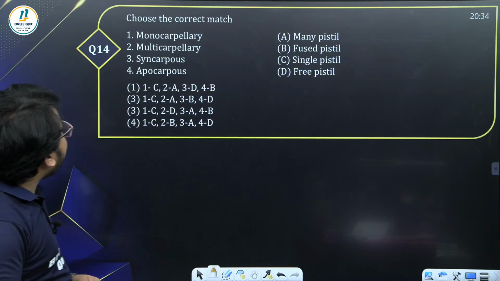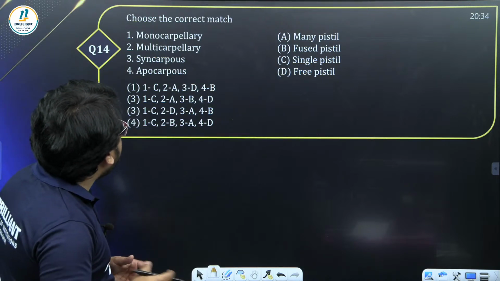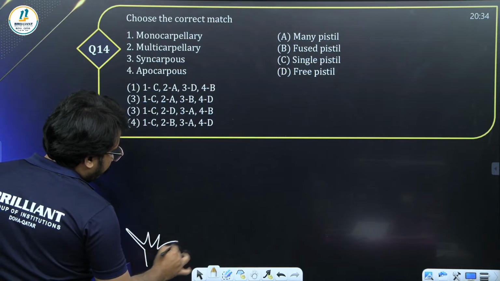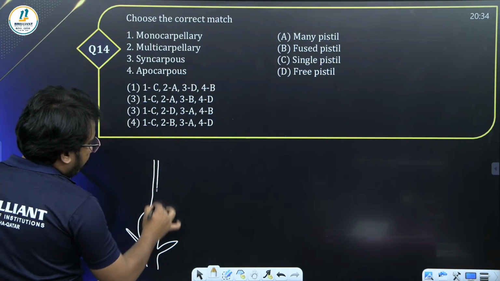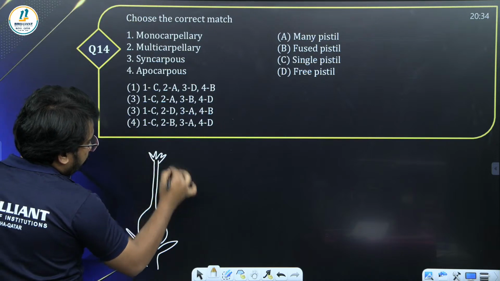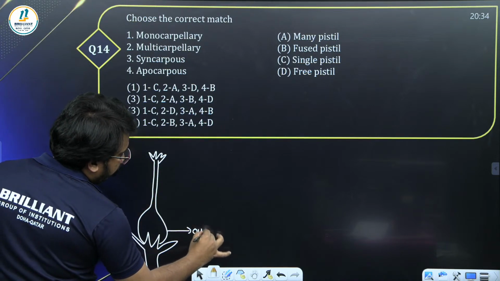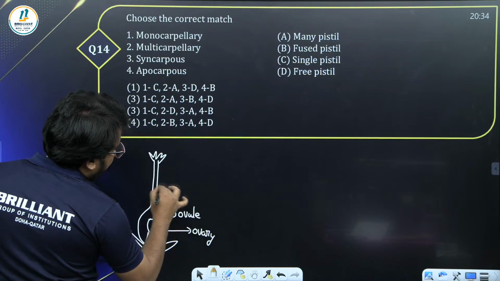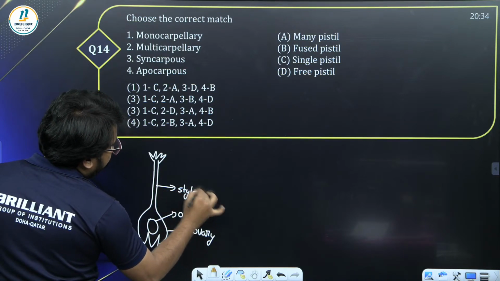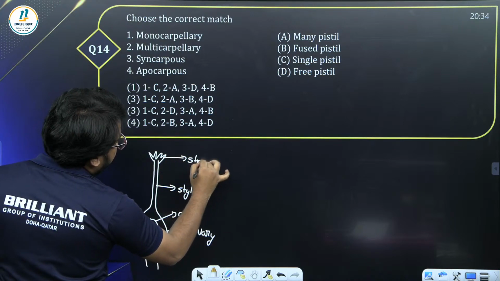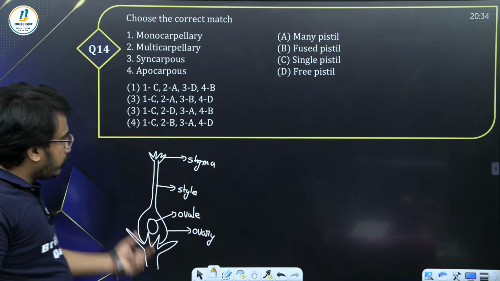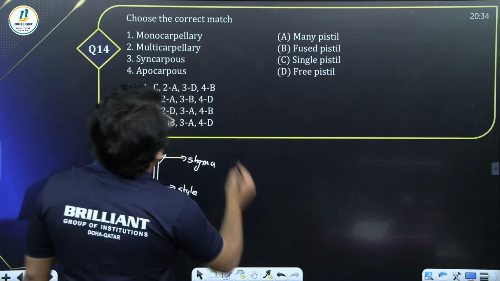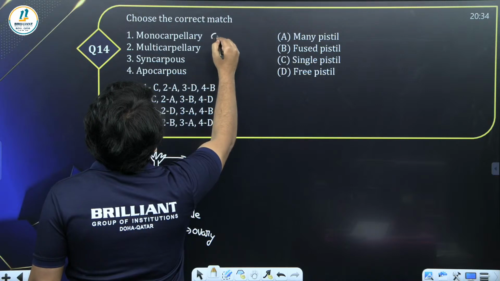Next one, choose the correct match. Monocarpellary. So when you are taking a flower and if it is having a single carpel like this, you know carpel consists of a swollen bottom, that is ovary, and inside the ovary they will be having an ovule, and the elongated part is called as style, and at the tip they are having a stigma. So like this, if only one carpel is present, it is called monocarpellary. So monocarpellary is single pistil or carpel.